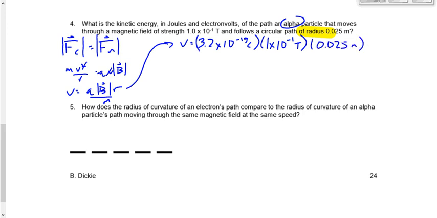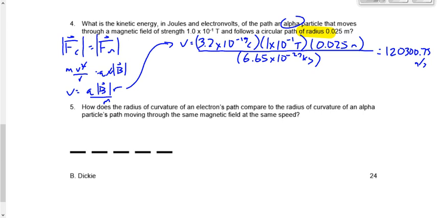Divide that by the mass of the alpha particle. Again, be careful about that number. We solve for V there, and we end up getting a speed of 120,300.75 meters per second. Is that reasonable? 1.2 times 10 to the 5. Yeah, it's right there in that range that we expected.